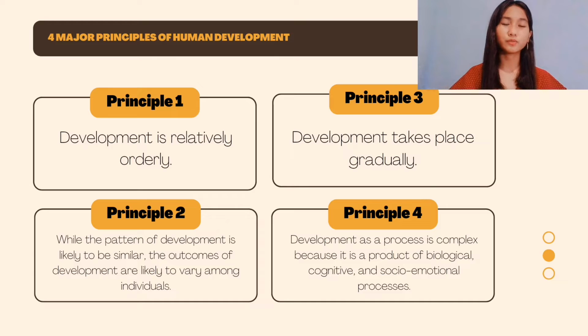Now let's proceed to principle number 2, which says that while the pattern of development is likely to be similar, the outcomes of developmental processes and the rate of development are likely to vary among individuals. What does it mean? Even though we have a similar pattern of development, there are also individual differences.